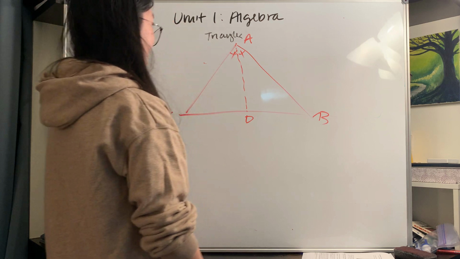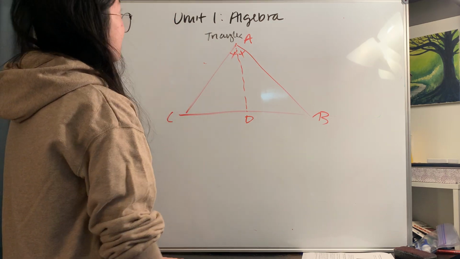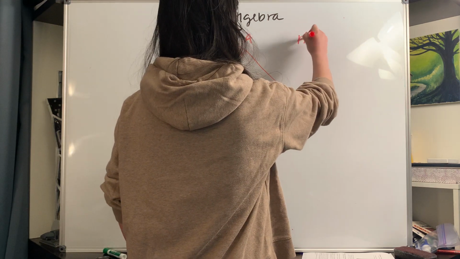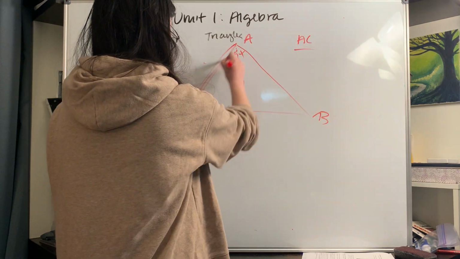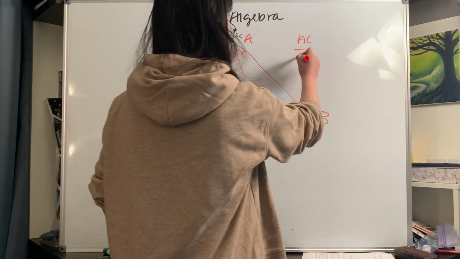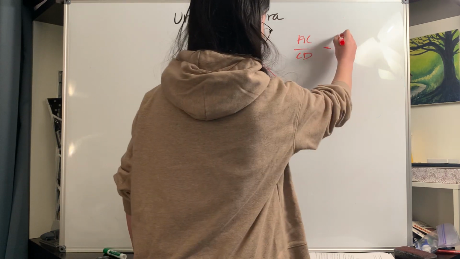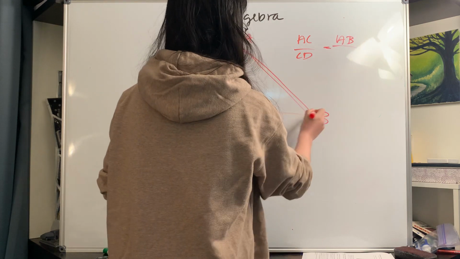What the angle bisector theorem states is the ratio of AC here over CD is equal to the ratio of AB over BD.